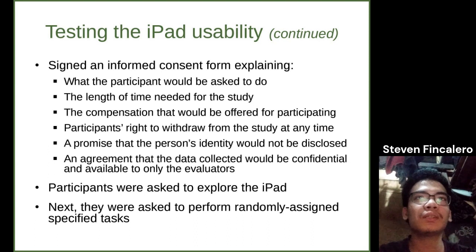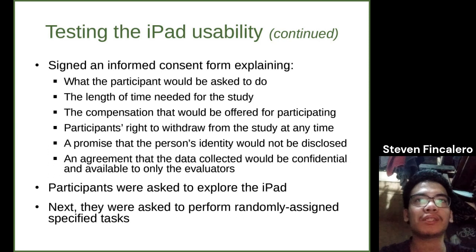Before taking part, the participants were asked to read and sign an informed consent form agreeing to the terms and conditions of the study. This form described the following: what the participant would be asked to do, the length of time needed for the study, the compensation that would be offered for participating in the study, the participant's right to withdraw from the study at any time, a promise that the person's identity would not be disclosed, and an agreement that the data collected from each participant would be confidential and would not be made available to marketers or anyone other than the researchers.